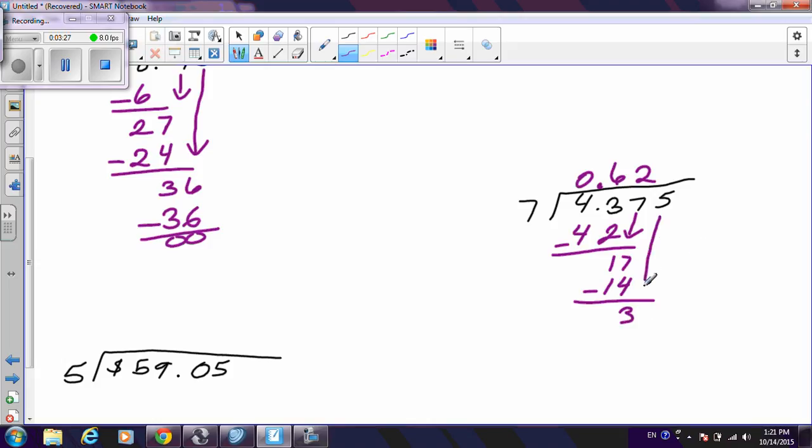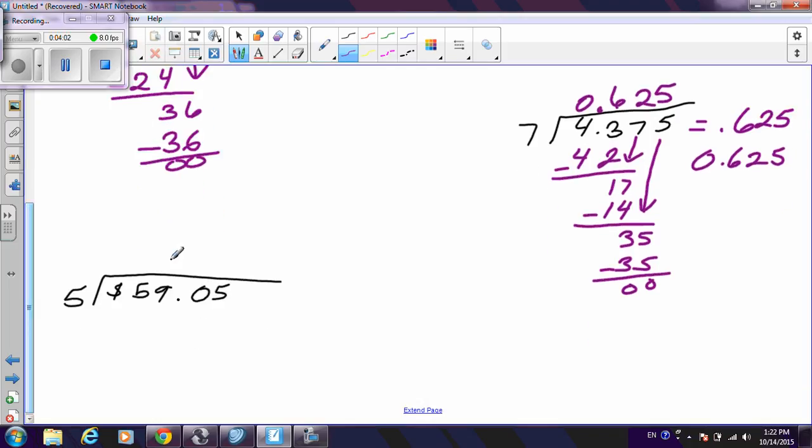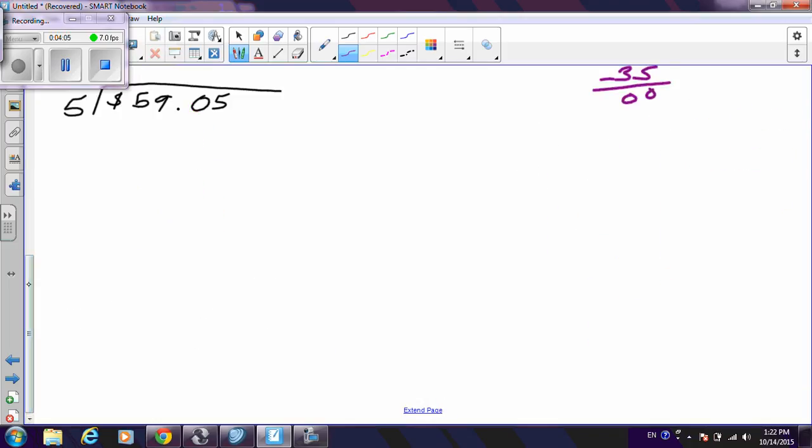All right, then last but not least, we bring down our 5. And we say, how many times does 7 go into 35? Well, it goes in there 5 times. 7 times 5 is 35. 35 minus 35 is 0. So our answer is 625 thousandths. I can also write this as 0.625. Either answer is correct. They both say the same thing. Let's try one more before I set you loose to do this on your own.